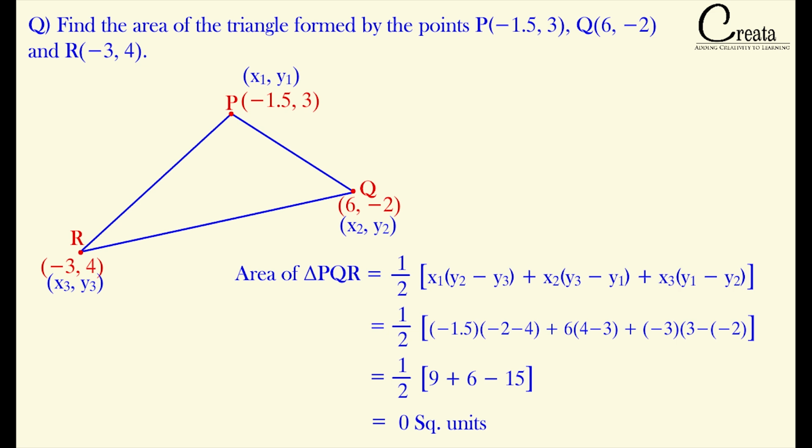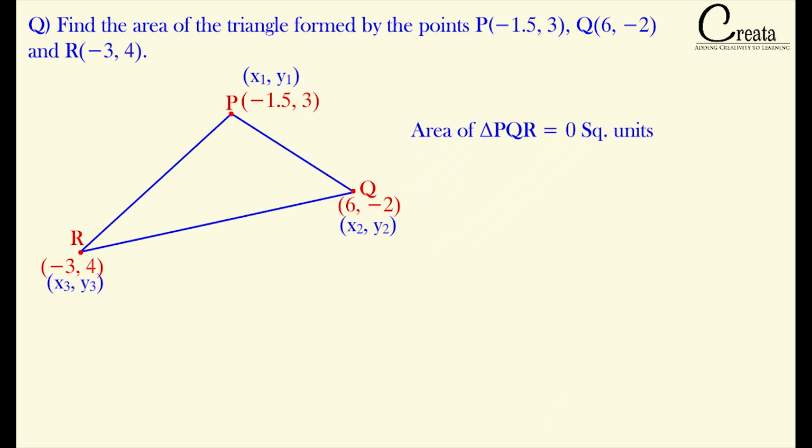What? We got the area of the triangle as 0? Is it possible to have the area of the triangle as 0? What should we do? In the previous question we got the area of the triangle as negative. There we took only the numerical value. Okay, here what will we do? Here the area is 0.